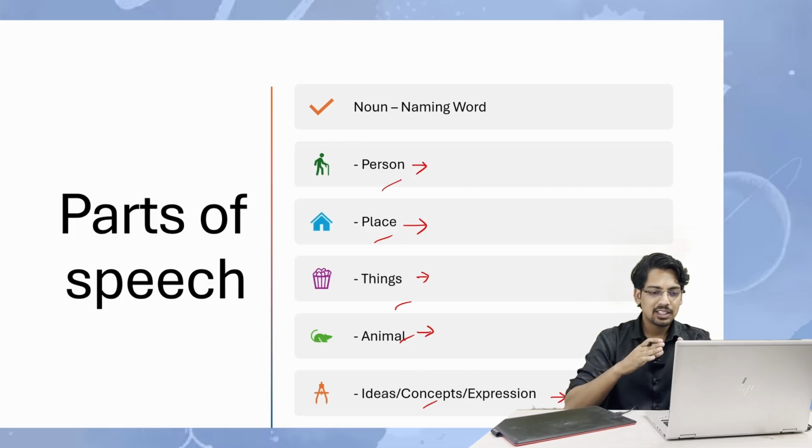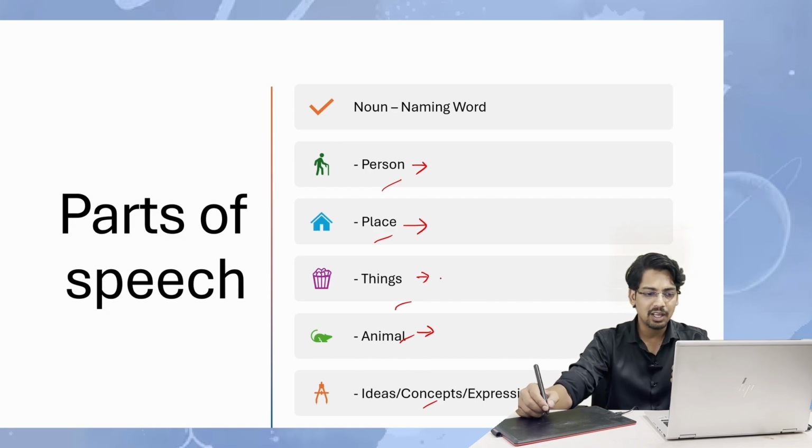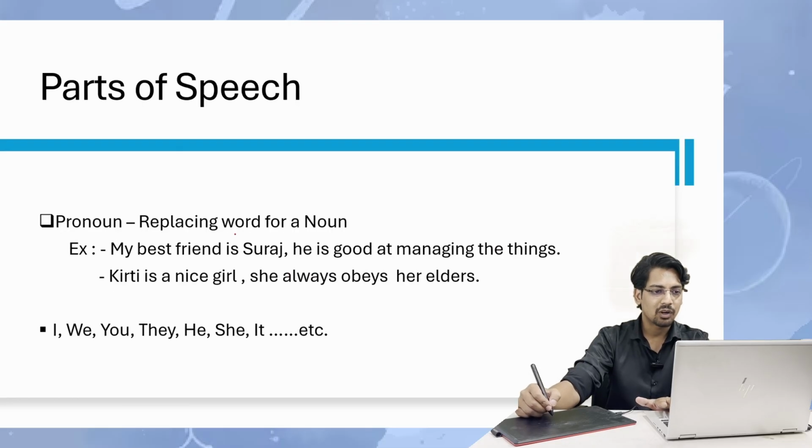Ideas, concepts, and expressions. When we talk about the ideas, concept, or expression, you can't touch it, or you can't see the things. Like if I talk about the emotions, like love and hate, kindness, laziness, these things you can't touch, but you can feel it. That's called the name of the ideas, concepts, or emotions. Now let's move to the pronoun. Pronoun is what? I already told you, the replacing word for a noun.